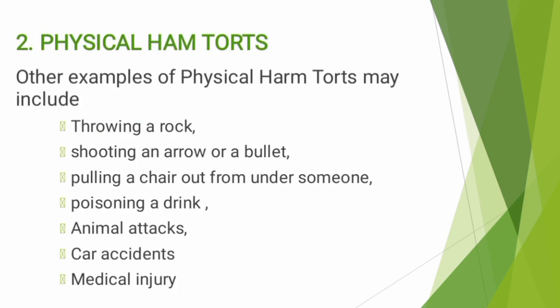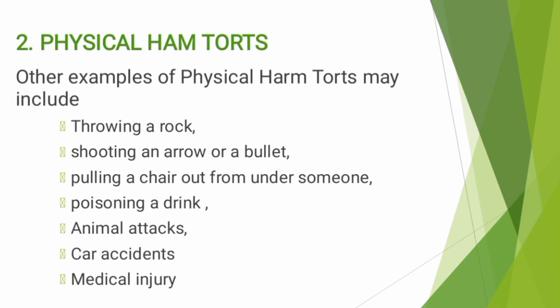The other categories or examples that we can give of physical harm torts include throwing a log on a person or throwing a stone on a person. It can be a physical harm where you injure a person by throwing something on that person or shooting an arrow or a bullet, anything that hits a person. It can be categorized as tort. Then pulling a chair out from under a person, where you create an accident, can also be considered a tort. You can be sued for that or you can sue for that.